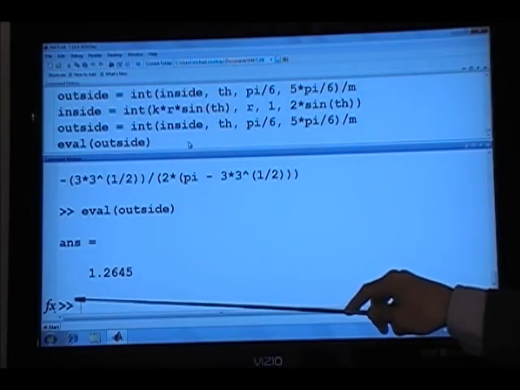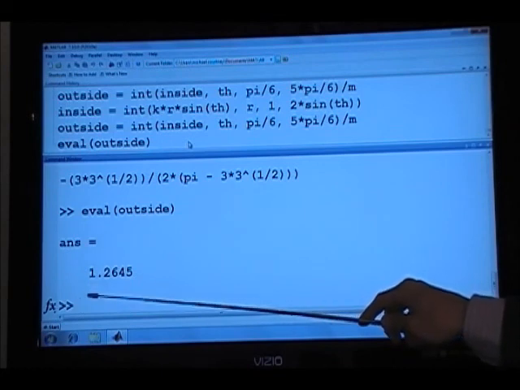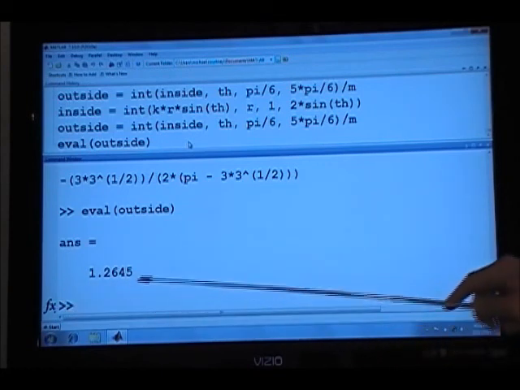So the x coordinate of the center of mass is 0, the y coordinate is 1.2645, at least to that many decimal places.